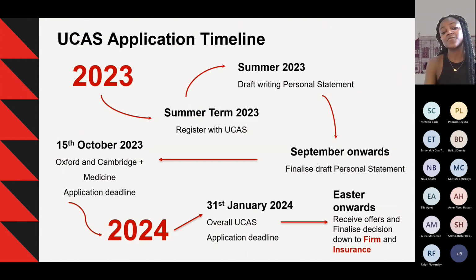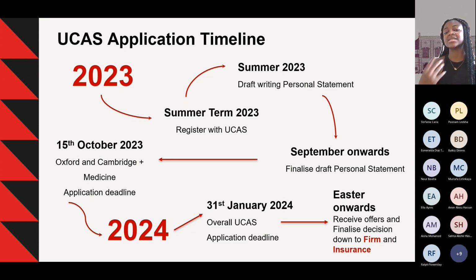And in terms of timelines for your personal statement, those of you that are thinking of applying to medicine in particular, dentistry, or even applying to Oxford and Cambridge, your deadline is well ahead of everyone else's deadline. There is a 15th October 2023 deadline for you. So if you're interested in medicine, dentistry, or applying to Oxbridge, you really need to start right now. And everyone else, start right now and finalize your personal statement by September to have it ready to submit in October.